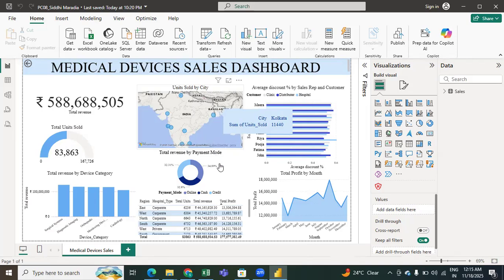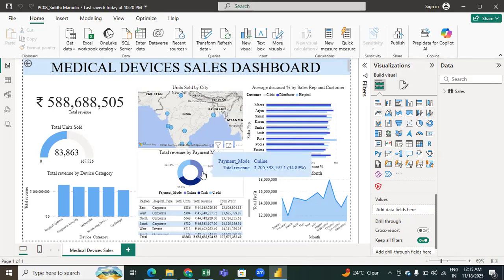Below it, there is a donut chart. In the donut chart, there is the total revenue generated by payment mode. There are 3 payment modes: online, cash, and credit. The highest total revenue generated by payment mode is online, which is 20 crores, that is 34.89%. Then comes cash, and following that is credit.